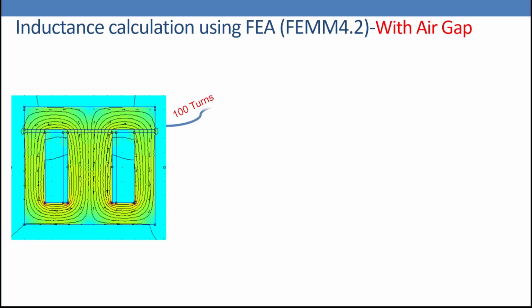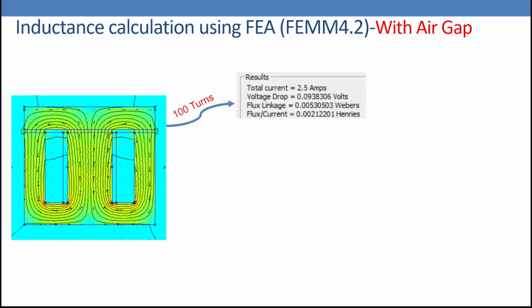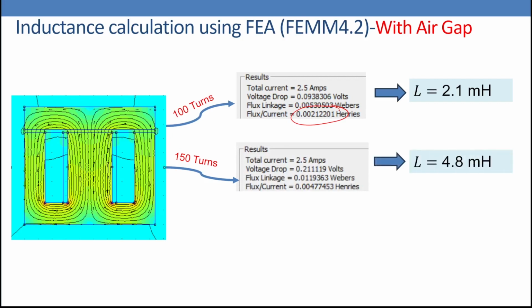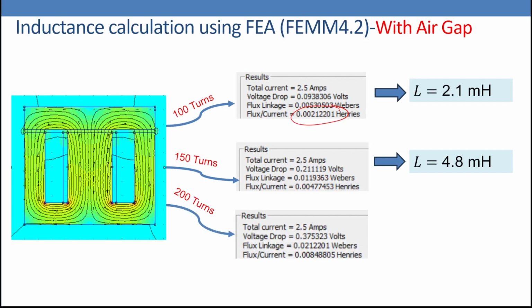With the air gap, we are going to repeat that. For 100 turns, we find that the inductance drops to 2.1 millihenry, for 150 turns, the inductance is 4.8 millihenry, and for 200 turns, we have 8.5 millihenry.